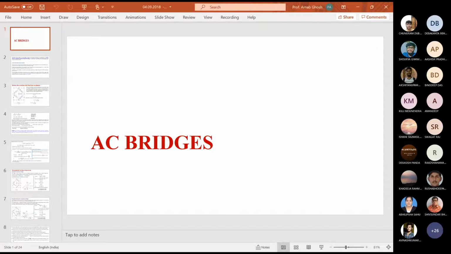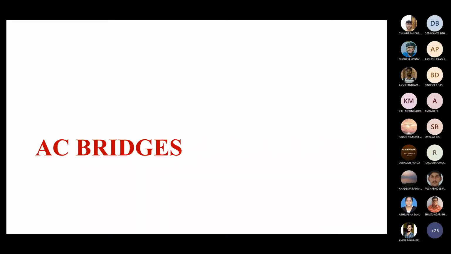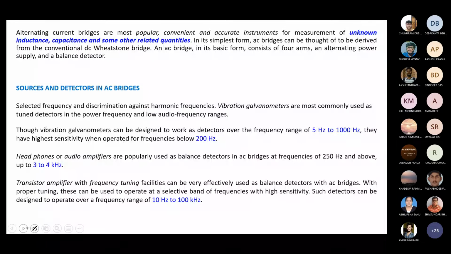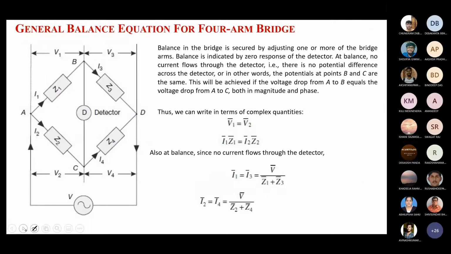In my last class, I discussed the very basic idea about AC bridges. We discussed how it is related to the Wheatstone bridge. In the case of an AC bridge, we are going for balancing. Both sides we are balancing, using a detector, and we are getting the null point.